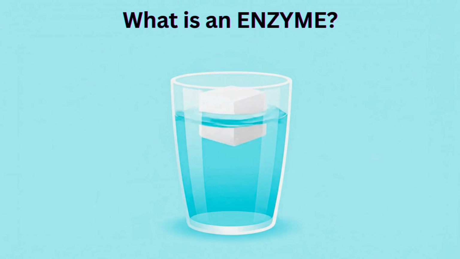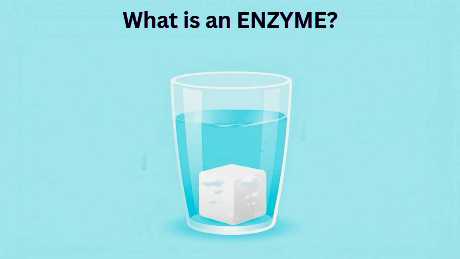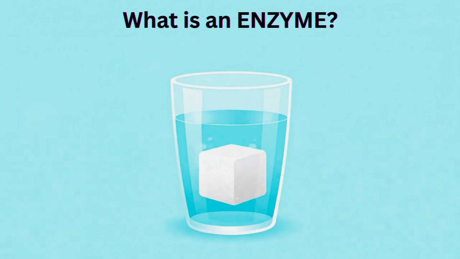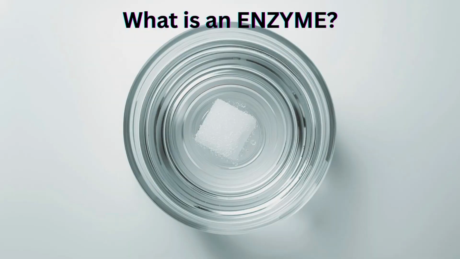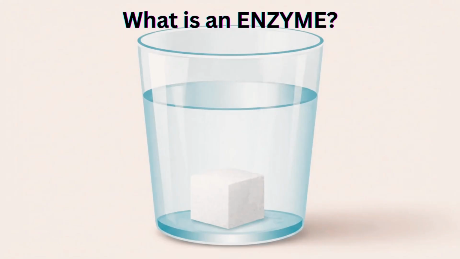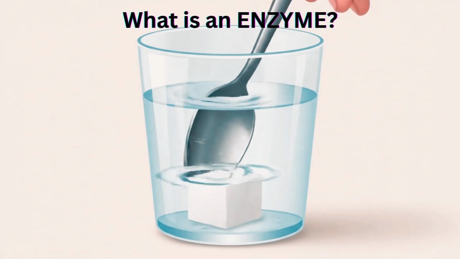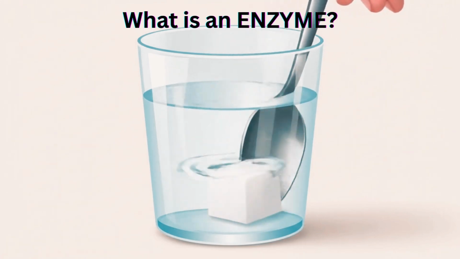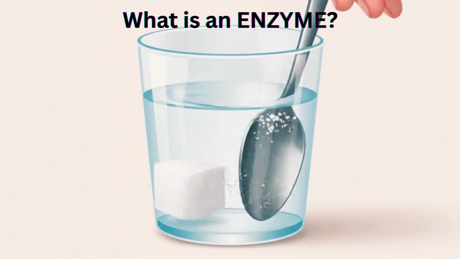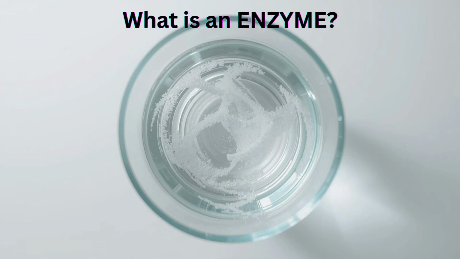Imagine dropping a sugar cube into a glass of water and just waiting for it to dissolve on its own. It would take a frustratingly long time. But the moment you stir it with a spoon, the cube vanishes almost instantly. The spoon is a catalyst. It makes the reaction fast and efficient without being used up itself.